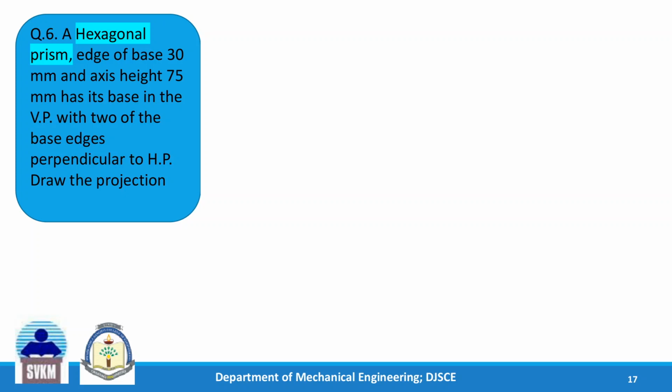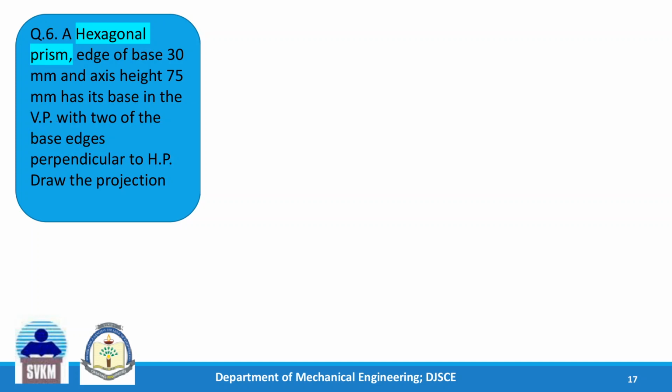Let us see now a hexagonal prism, edge of base 30 mm, axis height 75 mm, has its base in the VP with two of the base edges perpendicular to HP. Draw the projection. Read it carefully. It's a hexagonal prism, dimensions are given, has its base in the VP.